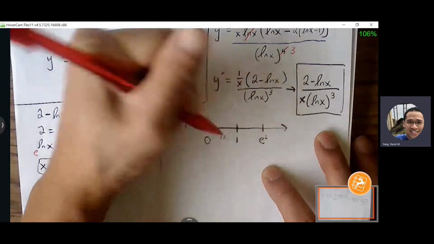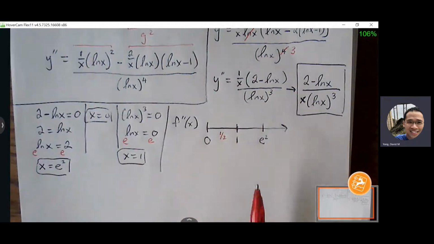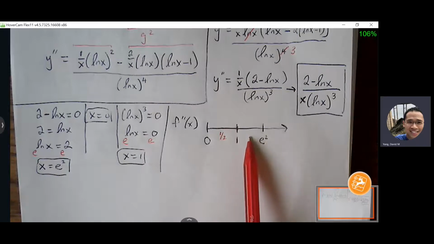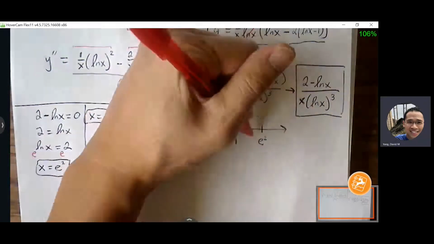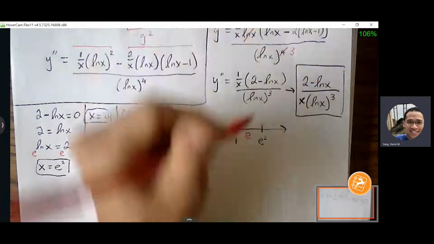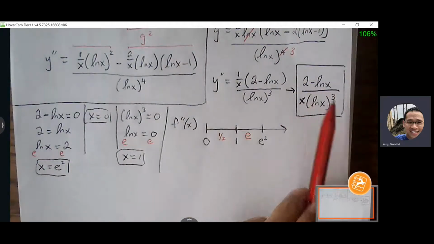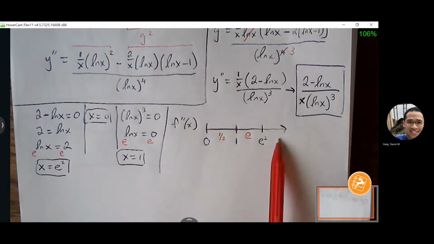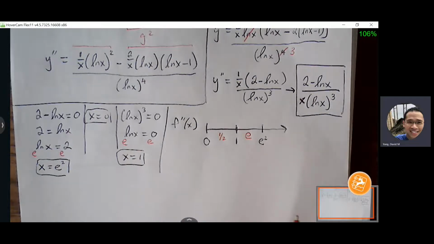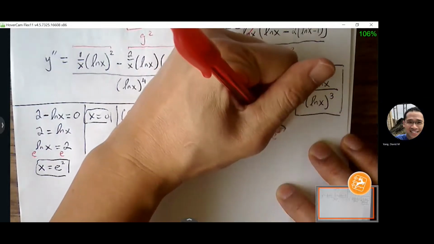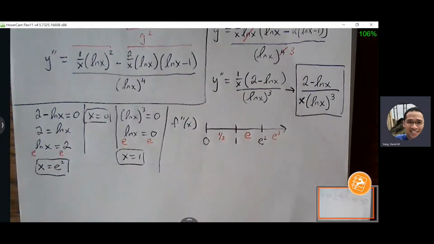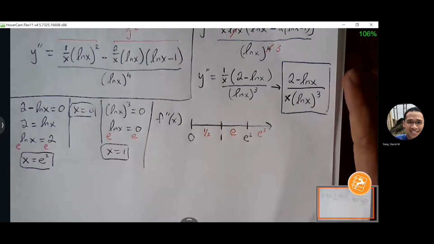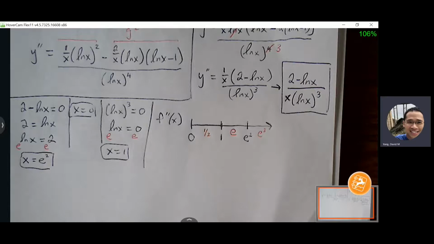So I'll test 1/2 here. What's a good number for me to test between 1 and e squared? e, right? Anytime you take advantage of e, it's going to be really beneficial because we know natural log is going to make it easy for us. What can we do to the right of e squared? e cubed, yeah. Okay, so one at a time, we'll insert in.